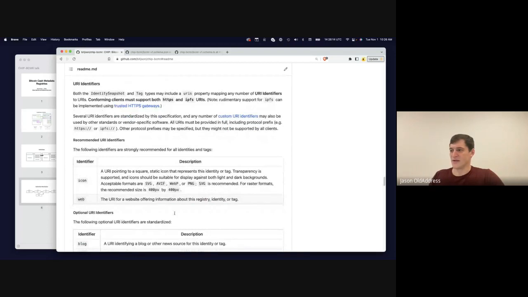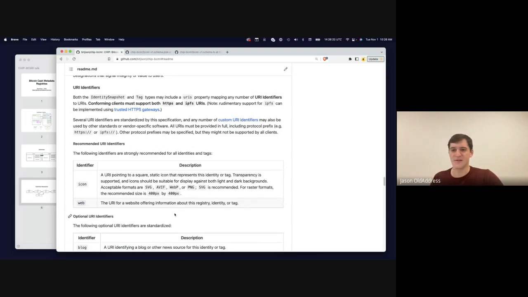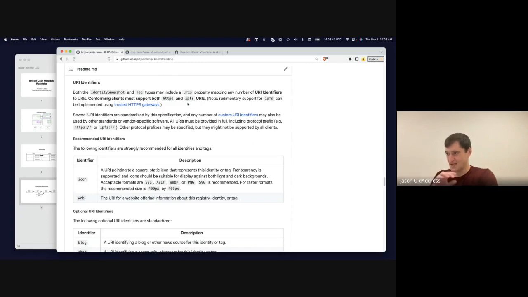And then I guess the only other element of the system that is available in the registries is properties that are labeled URIs. They are objects that associate a short lowercase string with a uniform resource identifier, a URI, and by default, as part of the standard, all clients are required to support both HTTPS and IPFS for any of those URIs. Notably, and we mentioned in the spec here, rudimentary support for IPFS can be implemented with HTTPS. So what that means is that it's actually possible for any client to support this with just normal HTTPS links.